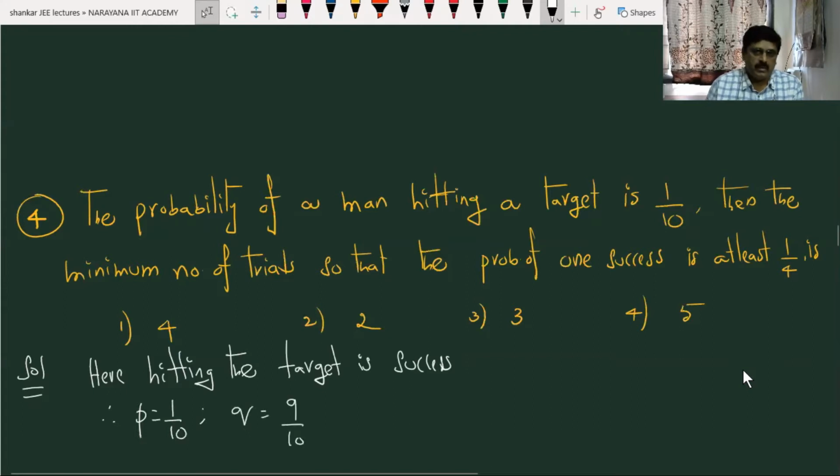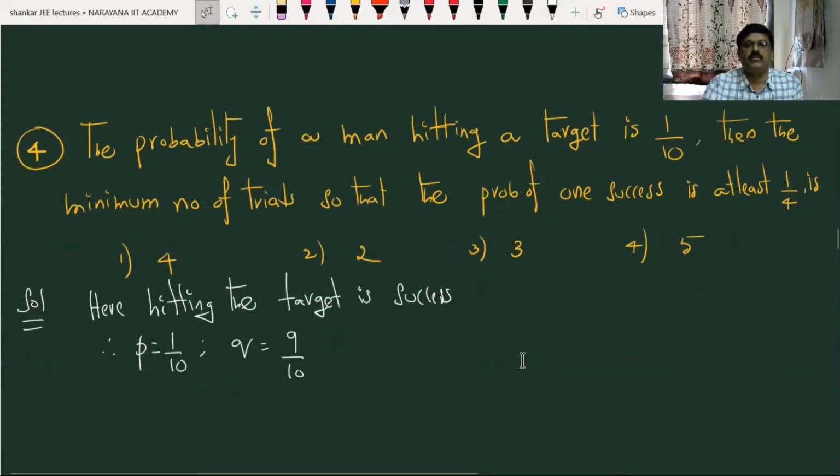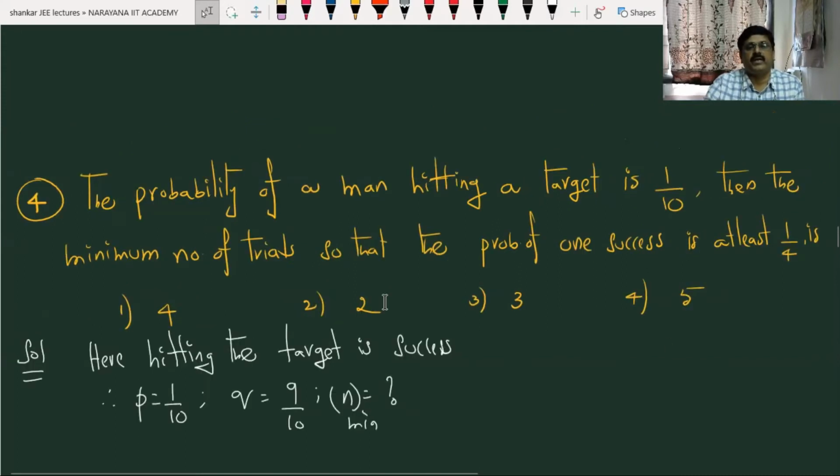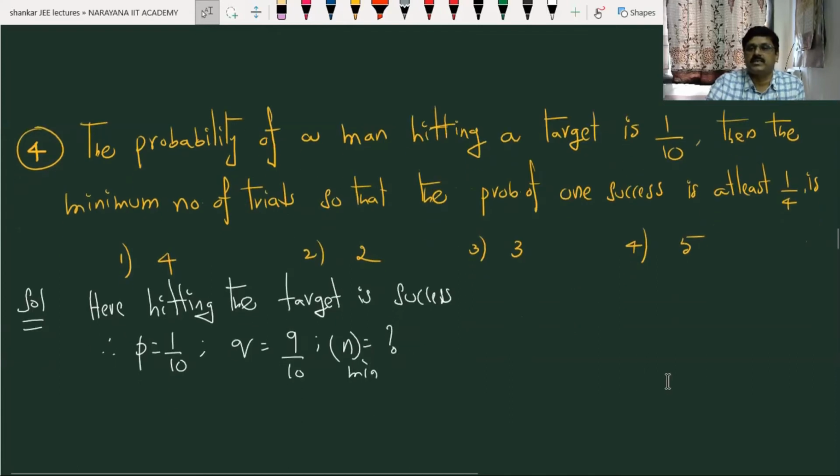You know that probability of failure is denoted by Q, and probability of success is denoted by P. And P and Q are complements to each other. Their sum is 1. Okay. Now, what is our task now? Our task is to find the minimum value of N, how much? Okay, students, now read the data. The minimum number of trials, so that the probability of one success is at least 1 by 4.